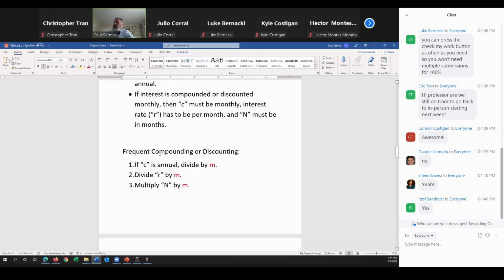Okay, in order to get it right, you divide C, the annuity, by M, you divide R by M, and you multiply N by M. M is the number of compounding periods. If it's monthly, it's 12. If it's daily, it's 365, and so forth.